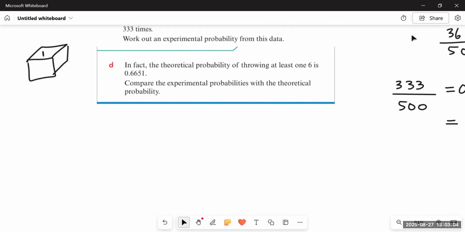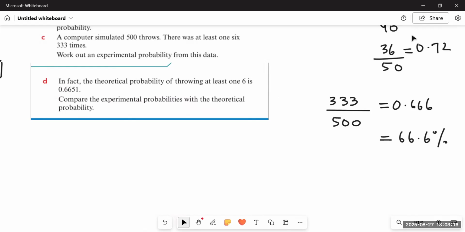So they have already calculated the theoretical probability for us, which is 66.51, and we just have to compare it with that of the experimental probability. So the experimental probability we are getting is 66.6%, and they are getting 0.6651. So the experimental probability based on the small samples of the learners varies a lot, and the experimental probability based on the learners' combined results is closer to the true value. However, the experimental probability based on 500 throws is very close to the theoretical probability, and the difference is 0.000009. So it's very close. 66.6% and 66.51% have a very little difference, which is almost nothing.